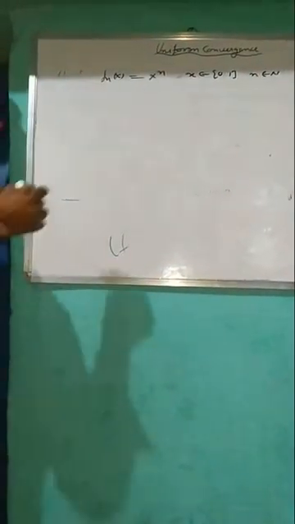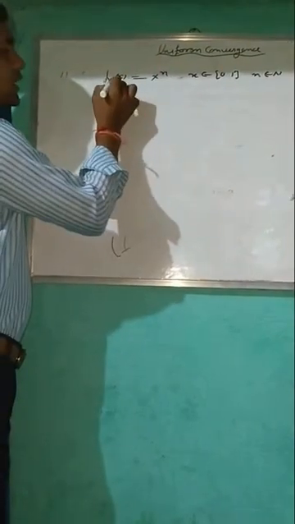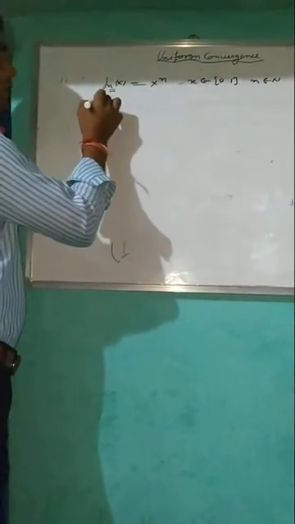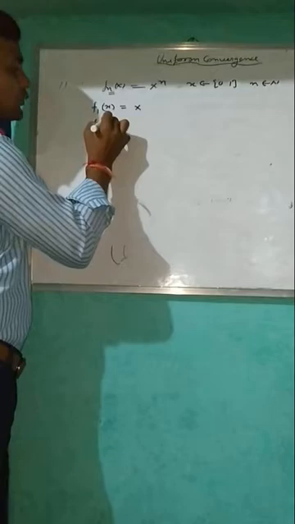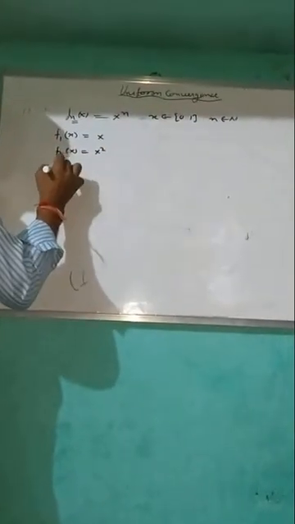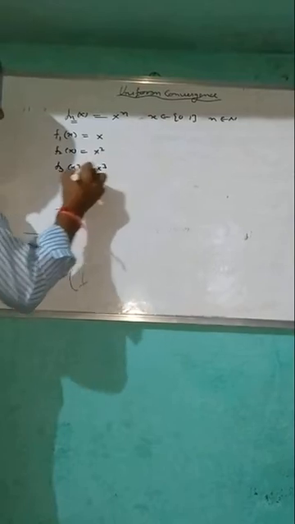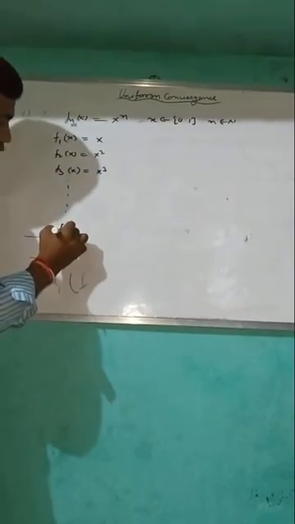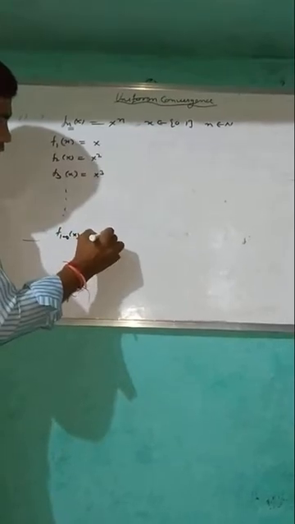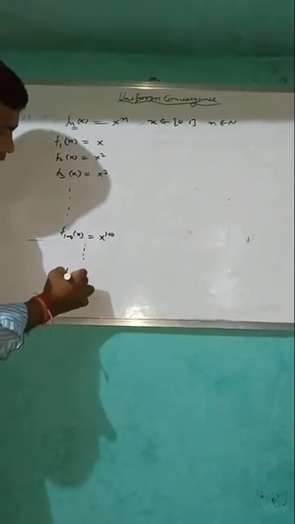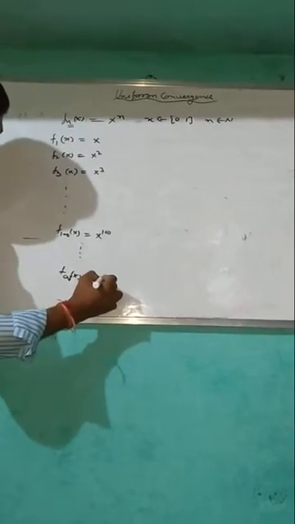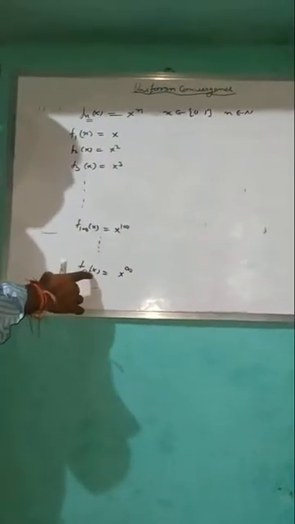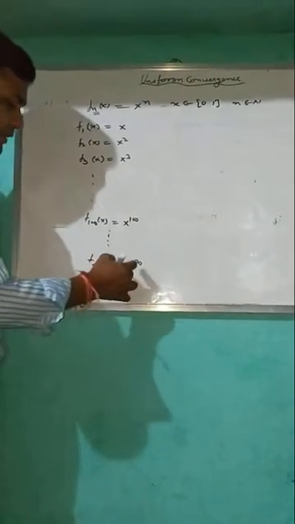Okay, in this case we have, when we approach n from 1 to infinity, then f1(x) equal to x, this is the first function. f2(x) equal to x square, second function. f3(x) equal to x cube. Similarly, we have f100(x) equal to x to the power 100, and similarly we can write f infinity(x) equal to x to the power infinity. Okay, and f_n or the nth term is the last term, for example f_n(x) equal to x to the power n.